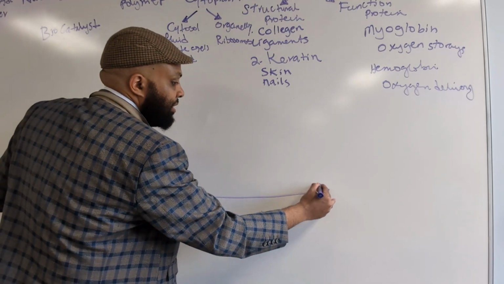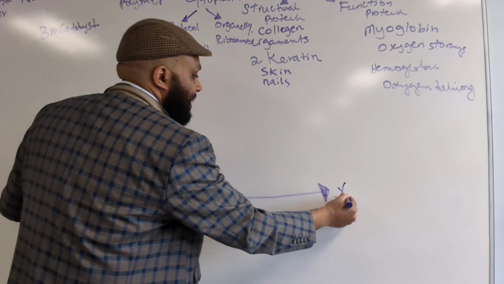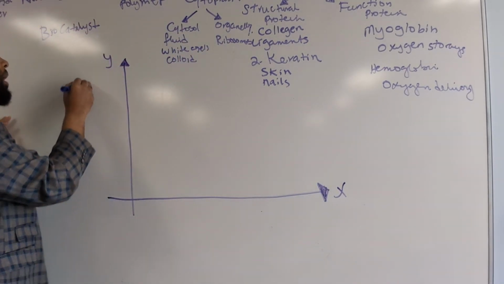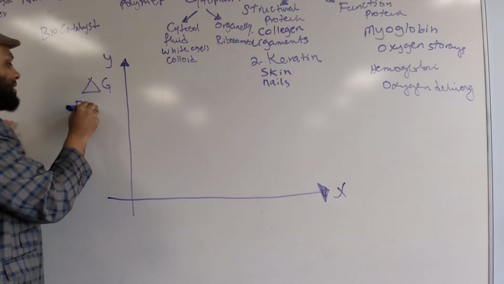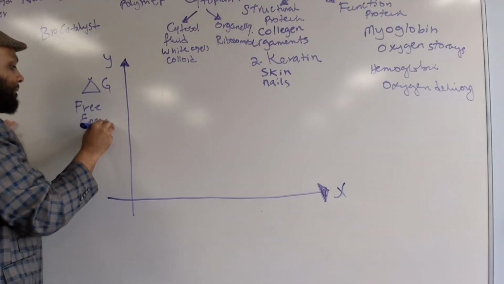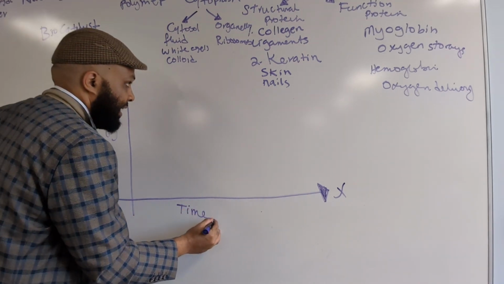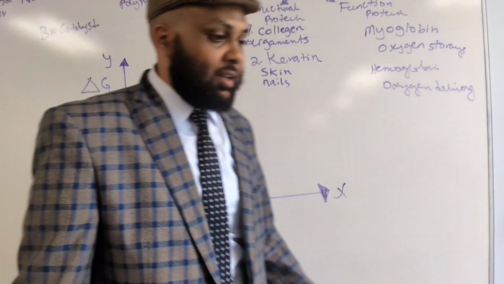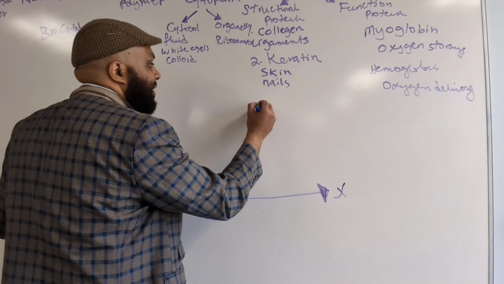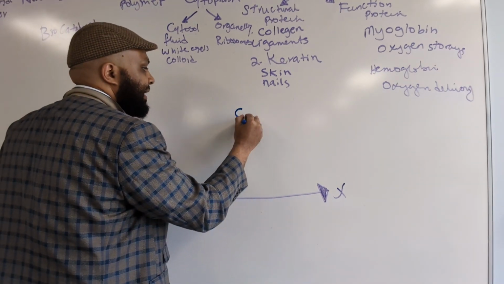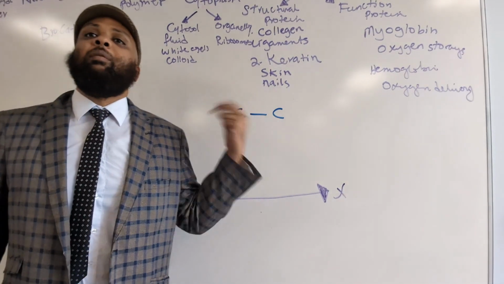So in this reaction coordinate, we have an x-axis and we have a y-axis. On our y-axis, we have the delta G, the Gibbs free energy. So this is the free energy. And x is what happens as unit time. I still see some students having problems with the difference between exergonic and endergonic. So exergonic and endergonic describe the state of energy within the bond.